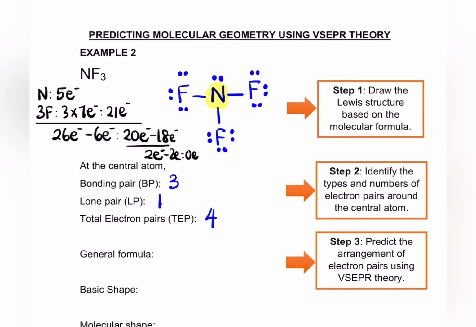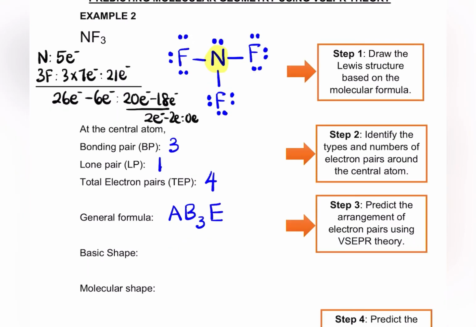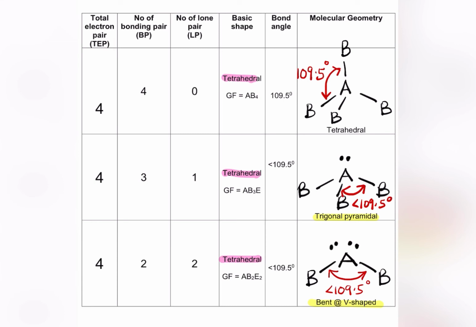Dan general formula dia akan bergantung kepada bonding pair dan juga lone pair. So, my general formula is going to be A for central and B for bonding pairs. You got 3 and E for 1 lone pair. So, this is going to be AB3E. Kerana total electron pairs dia adalah 4, kita akan fokus kepada table kita. As you see here, total electron pairs masih lagi 4. And then you got 3 bonding pairs and 1 lone pair. Basic shape masih lagi tetrahedral, tetapi molecular shape adalah trigonal pyramidal.